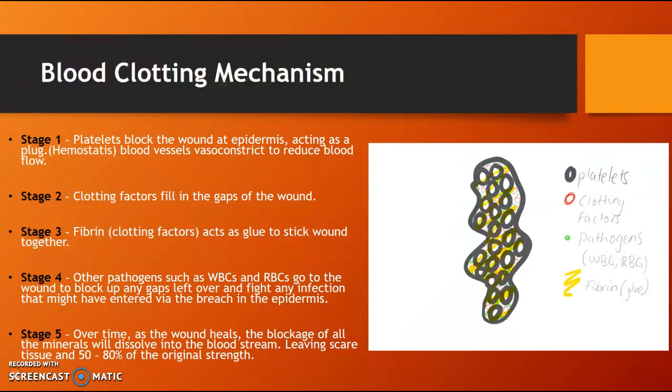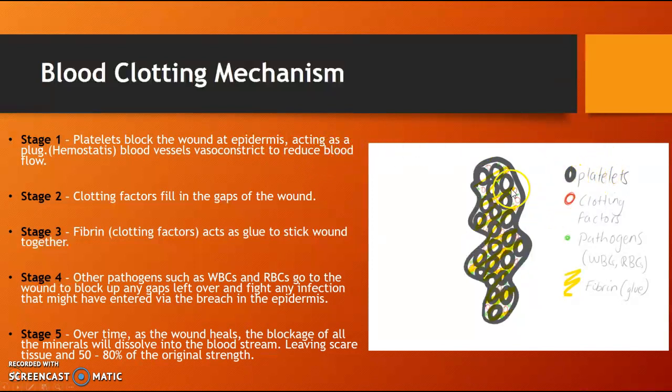Okay, now we're going to move on to the blood clotting mechanism. This is broken down into 4 stages, and as you can see there's a diagram here to help your understanding. Stage 1 is where platelets will block the wound at the epidermis, which is the top layer of the skin, acting as a plug. And blood vessels vasoconstrict to reduce blood flow.